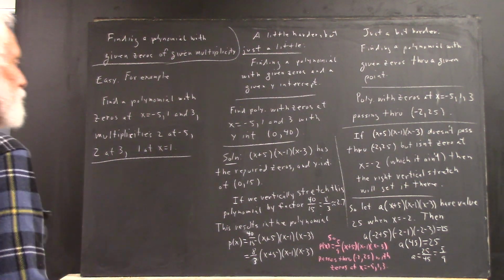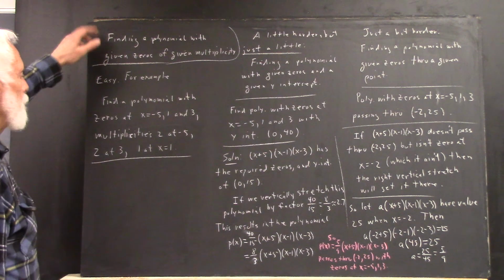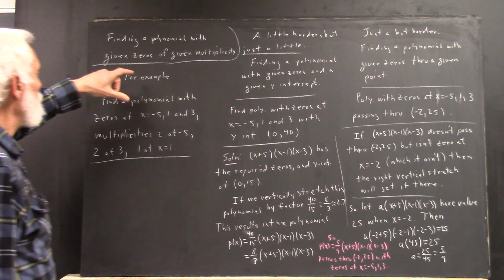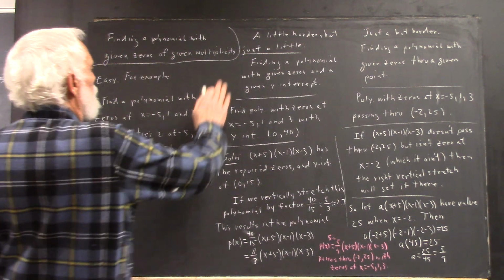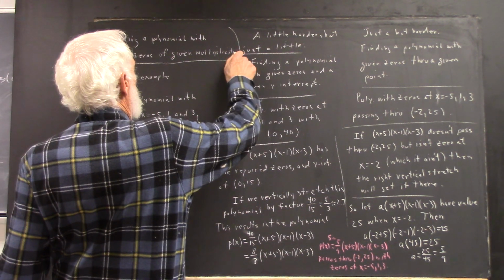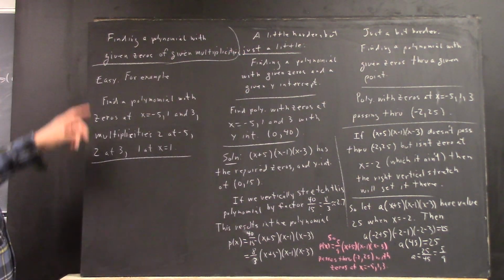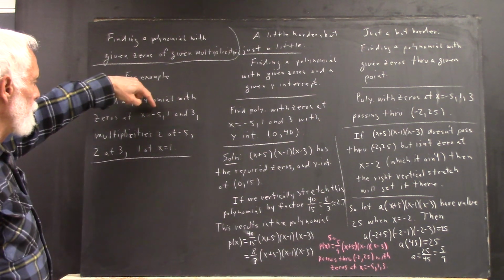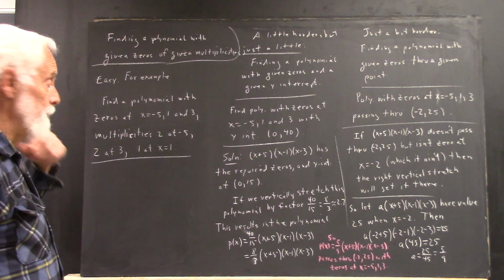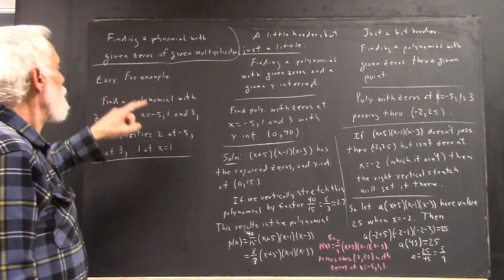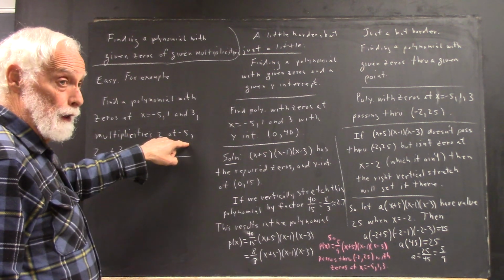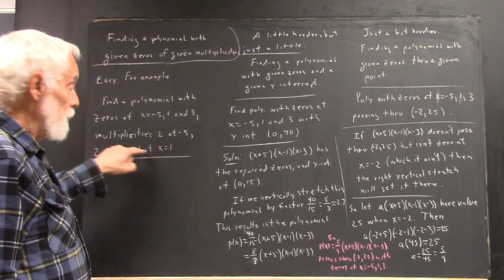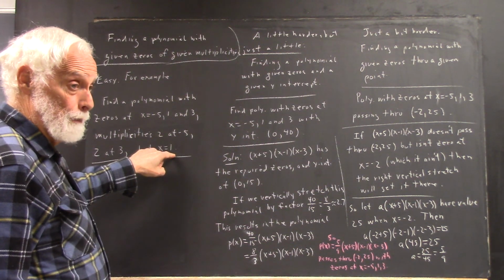Okay, now, this is all from before, just to put things in context. But now we're going to find a polynomial with given zeros of given multiplicities. So let's see what that means. For example, find a polynomial with zeros at -5, 1, and 3 with multiplicities 2 for the 0 at -5, 2 for the 0 at 3, 1 for the 0 at x equals 1.